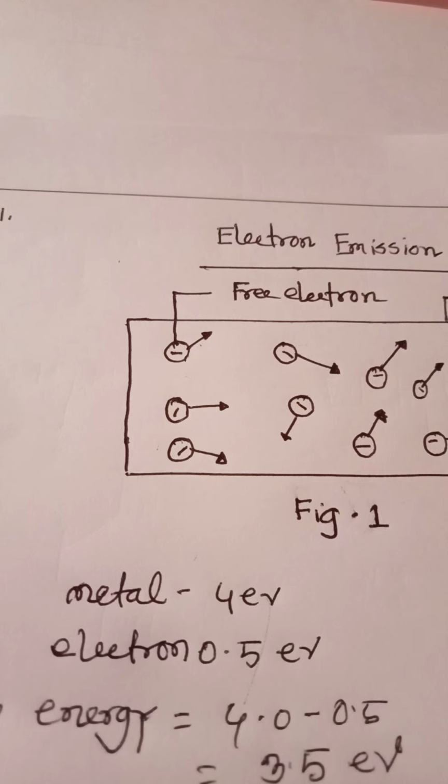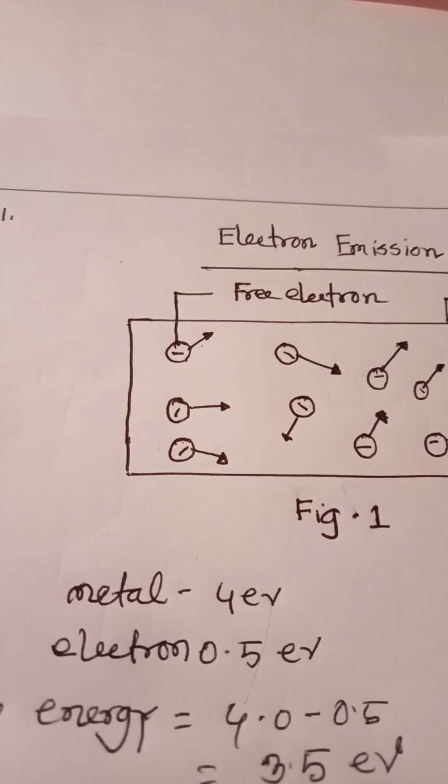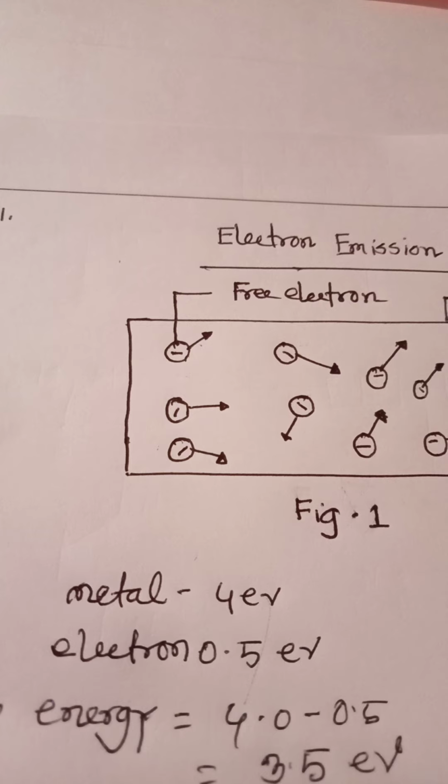If sufficient external energy is given to the free electron, its kinetic energy increases and the electron will cross over the surface barrier and leave the metal. So it is desirable that the metal used for electron emission should have a low work function, so that a small amount of energy is required to cause emission of electrons. Thank you.